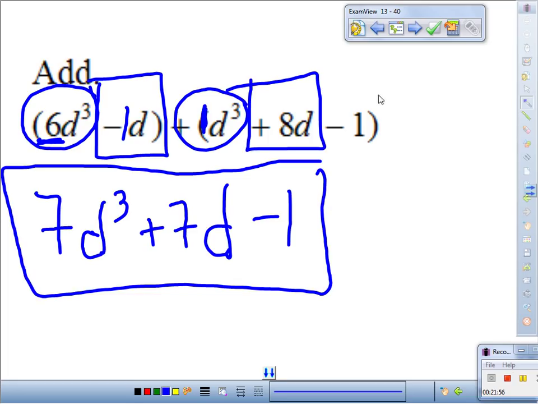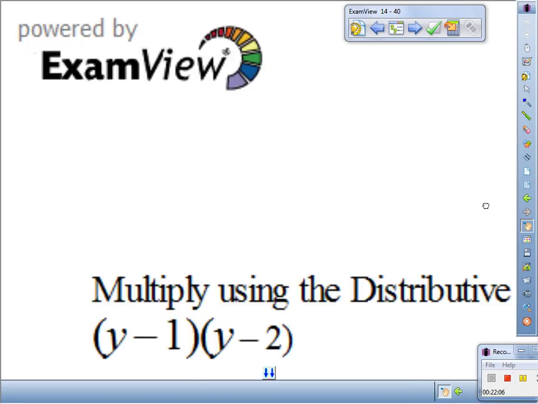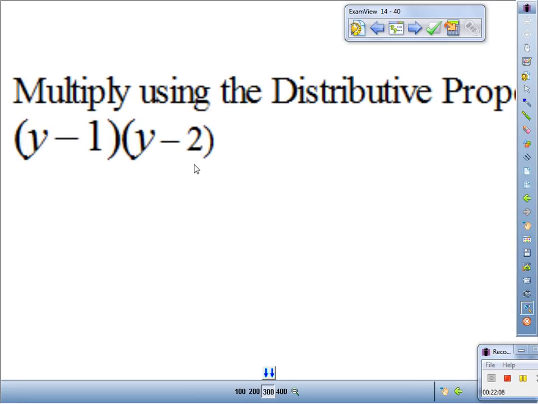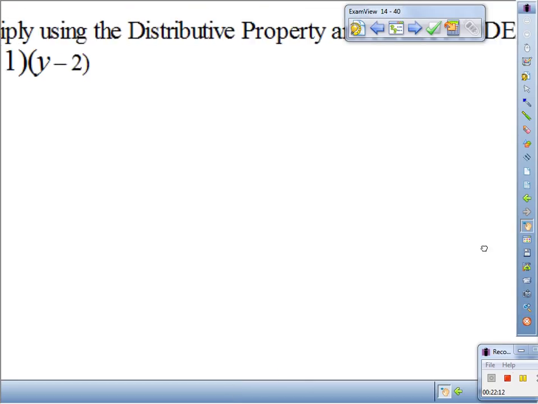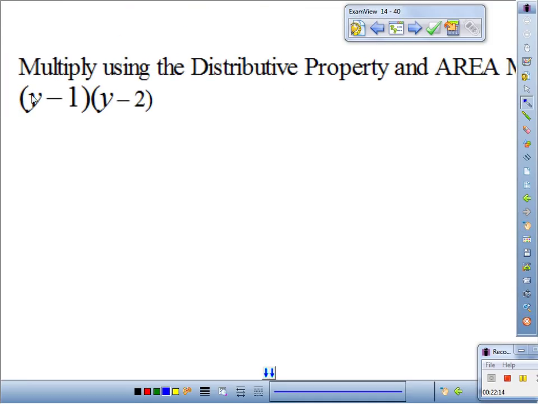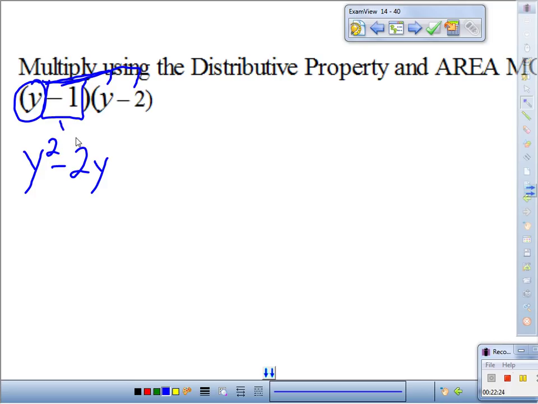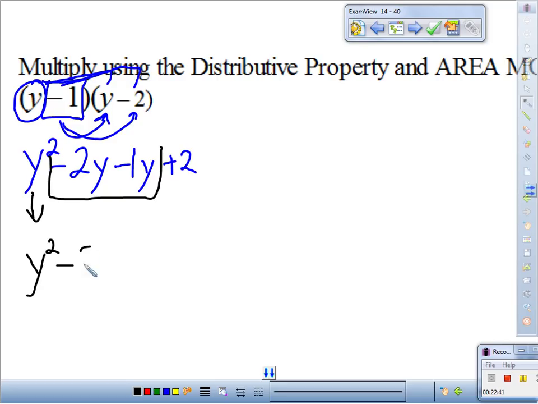Okay. Number 14. Let me zoom out really quick. Here it goes. I'm going to start with the first term. What is y times y? Y to the second. What is y times negative 2? Negative 2y. What is negative 1 times y? Negative 1y. What is negative 1 times negative 2? Positive 2. Are we there so far? From there, we're going to combine like terms because we already finished multiplying. Bring this down. Y to the second. Negative 2y and negative 1y. That's negative 3y. And then I bring this down. Positive 2.